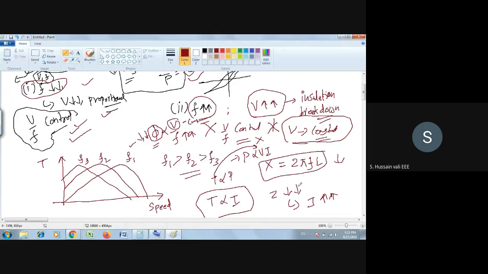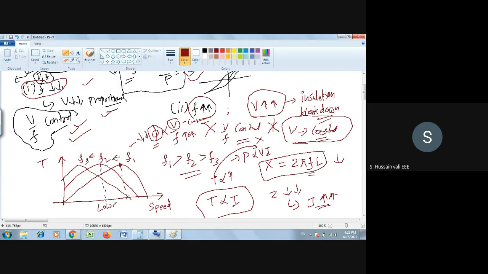So if I decrease the frequency, that is F1 to F2, it is decreasing like this. When I decrease the frequency, reactance decreases because reactance is proportional to F. So impedance decreases. If impedance decreases, current will increase. If the current increases, torque will increase. So that's the reason that your maximum torque has come at this speed. But when you decrease the frequency, the maximum torque will come at lower speeds.